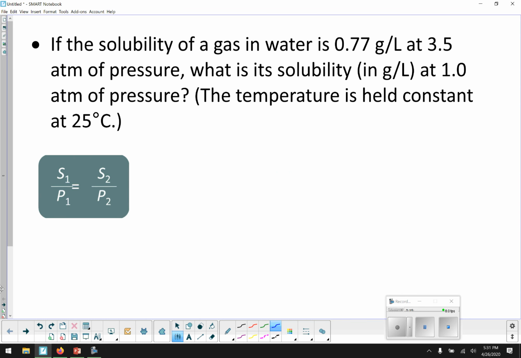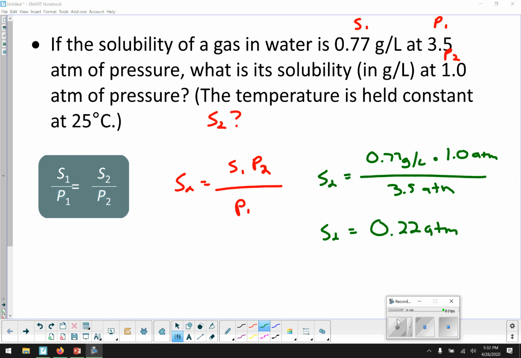So the solubility of a gas in water is 0.77 grams per liter at 3.5 atmospheres. What is the solubility at 1 atmosphere? So not hard to do. You notice you have a solubility 1, a pressure 1, a pressure 2, and you're looking for S2. So you'd rearrange this for S2. S2 equals S1 P2 over P1, and you just rearrange it and solve it. I will do that and come back.